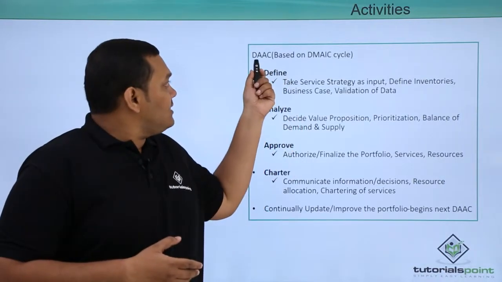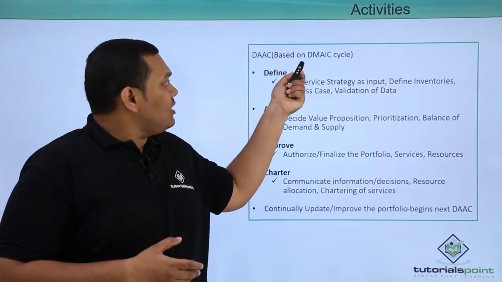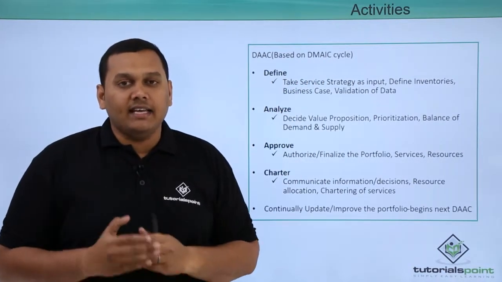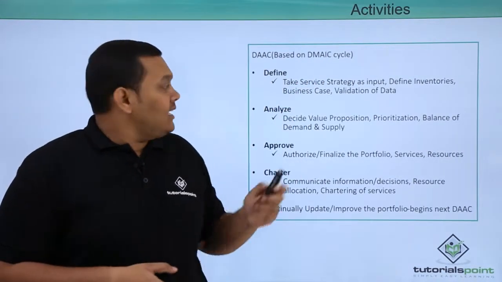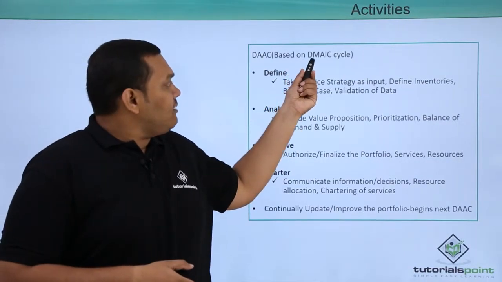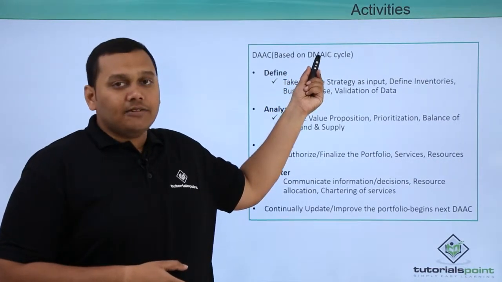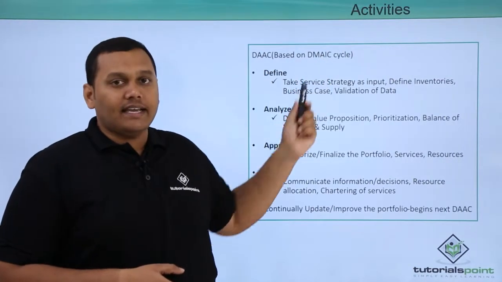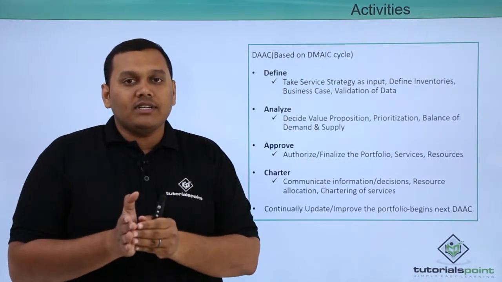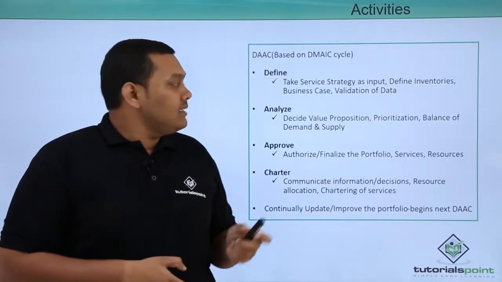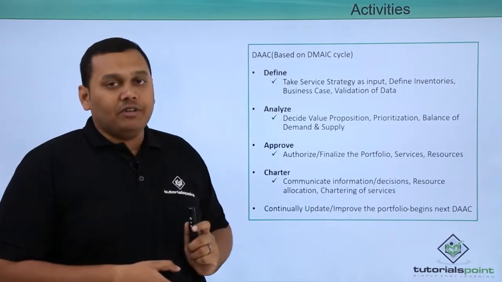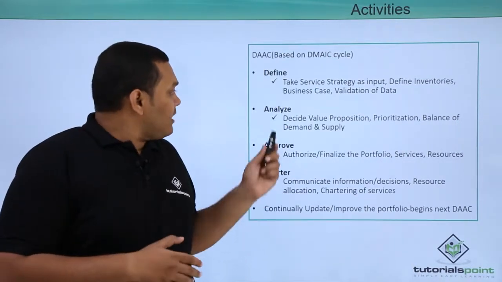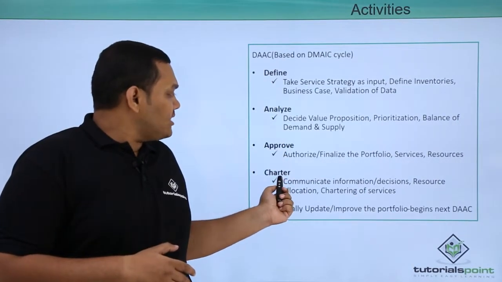You can see this DAAC is based on the DMAIC cycle, which is a data driven improvement cycle. So, what is DMAIC? D stands for define, M stands for measure, A stands for analyze, I stands for improve, C for control. So, it is a data driven improvement cycle. From this cycle, the DAAC has been derived. So, what is DAAC? D for define, A for analyze, A for approve and C for charter.